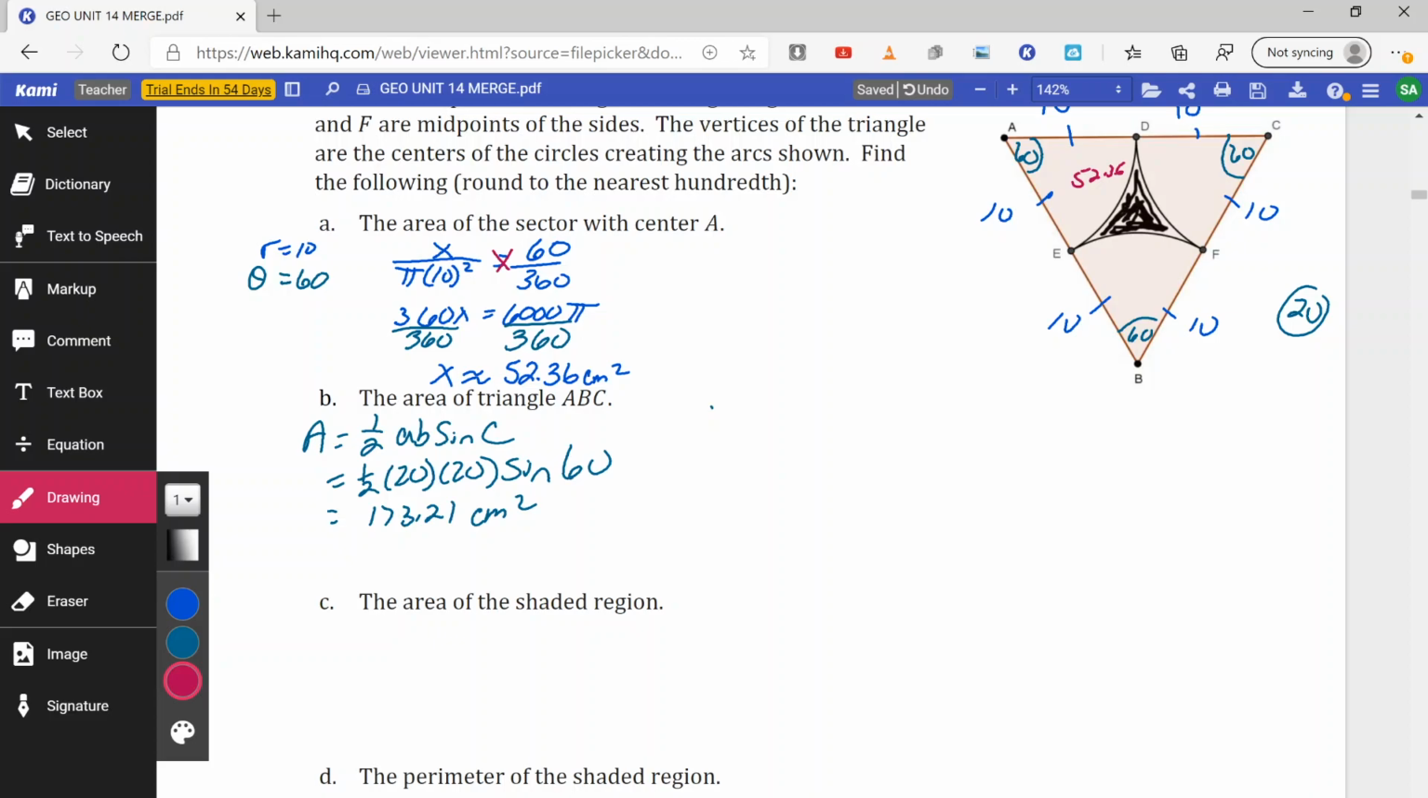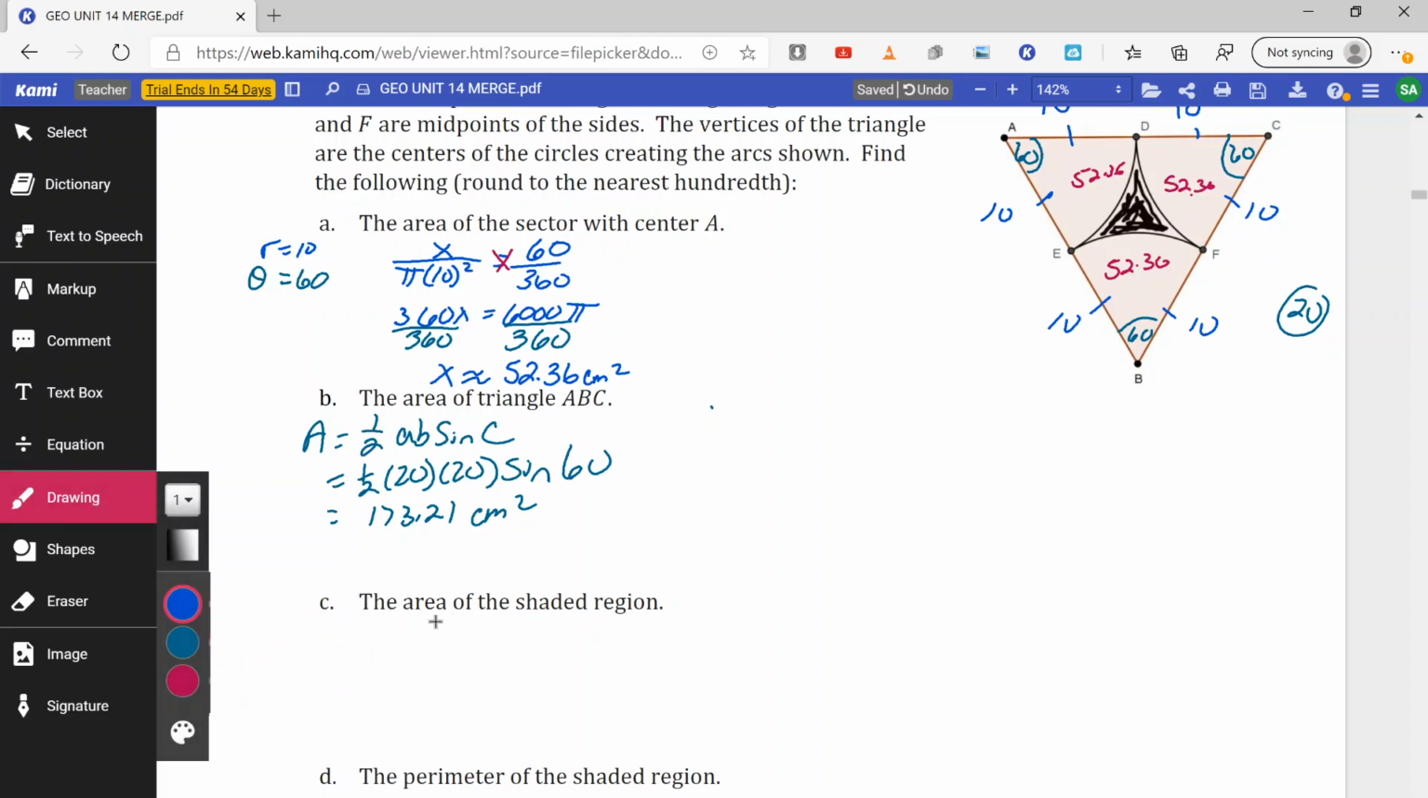Now, what we already know is that the area of each sector is going to be 52.36 because it's all going to be the same formula. So notice we have the same numbers all around for the different circle sectors. Well, if the sector A is 52.36, that means the area of sector B is also going to be 52.36. And sector C area is 52.36 as well. So all I have to do is subtract those areas from the area of the entire triangle.